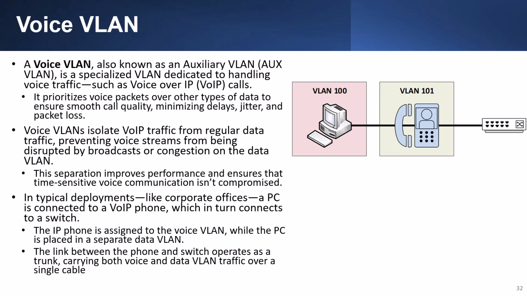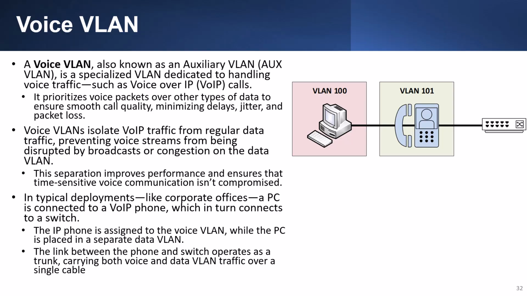A voice VLAN, also known as an auxiliary VLAN, is a specialized VLAN dedicated to handling voice traffic such as voice over IP, or VoIP, calls. It prioritizes voice packets over other types of data to ensure smooth call quality, minimizing delays, jitter, and packet loss. Voice VLANs isolate VoIP traffic from regular data traffic, preventing voice streams from being disrupted by broadcast or congestion on the data VLAN. This separation improves performance and ensures that time-sensitive voice communications aren't compromised.